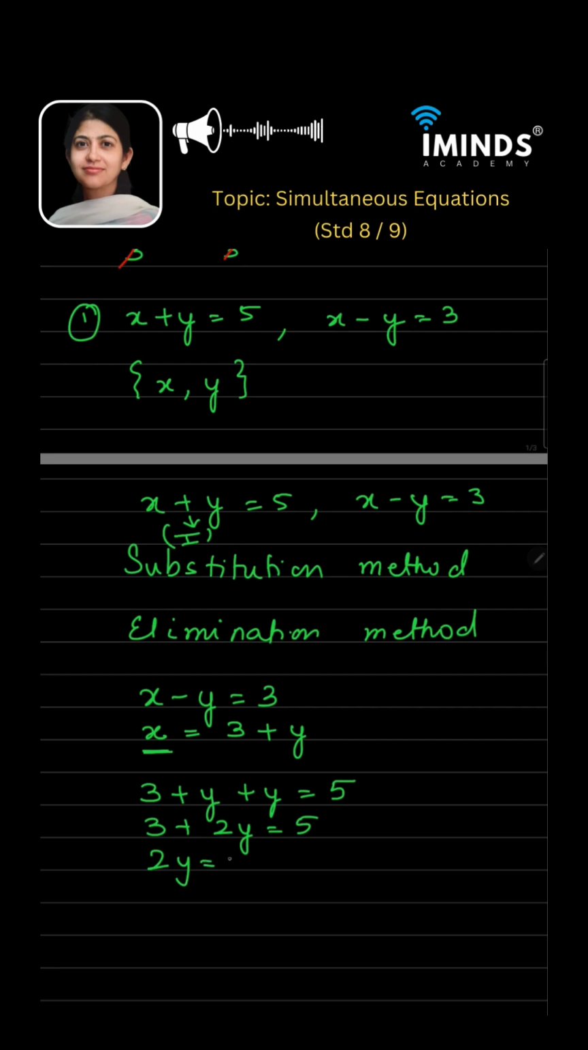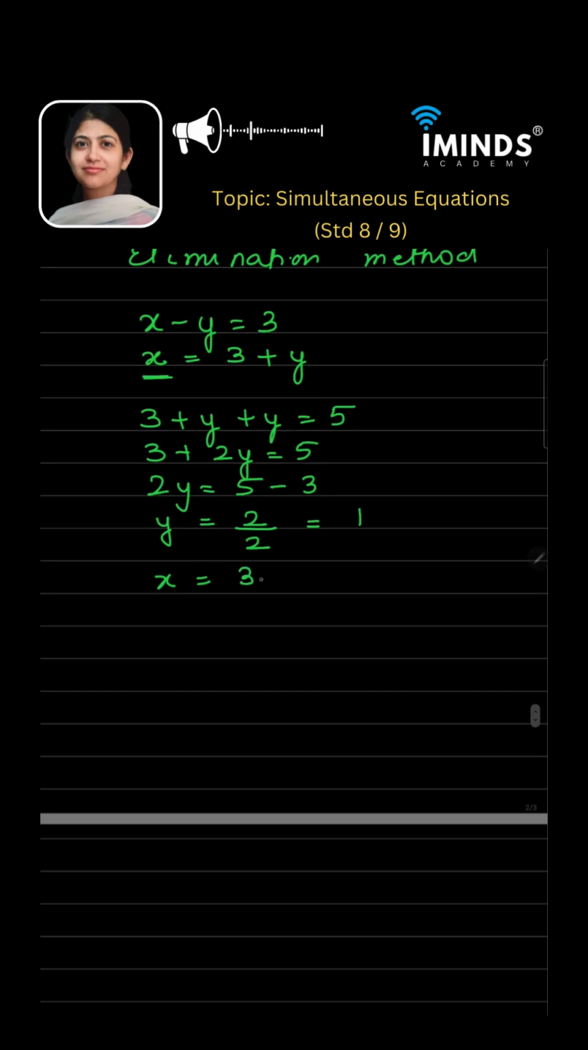So my 2y is equal to, 3 will go on the right hand side, so it will become minus 3. So my y is equal to 2 upon 2, that is 1. So मुझे 1 का value मिल गया, y का value मिल गया. Now by putting y in the second equation, I will get my value of x. So x is equal to, or we can use this also, x is equal to 3 plus y. So here it will be x is equal to 3 plus y, that is 1. So it is equal to 4.